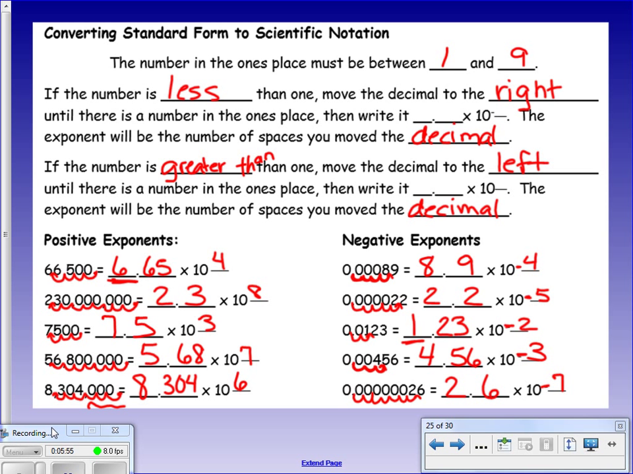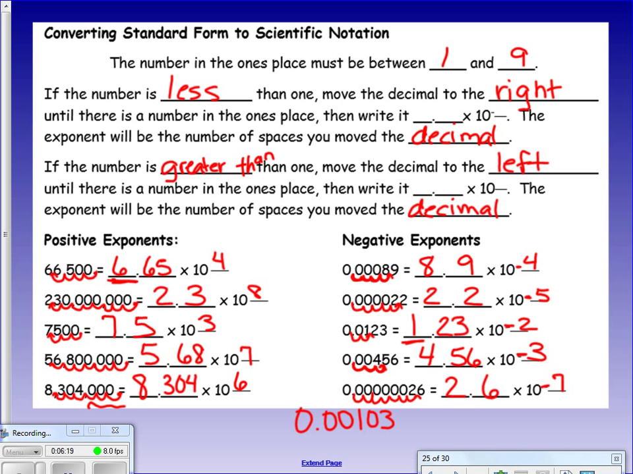All right, there's just one more example I want to go over. If I have 0.00103. All right, I just want to do one where there's a 0 elsewhere in the problem. We're going to go 1, 2, 3. I moved it 3 places, so that would be 10 to the negative 3rd. Okay, and then it would be 1.03 times 10 to the negative 3rd. All right, I just wanted you to see that we have to keep that 0 that's in there between the 1 and the 3.